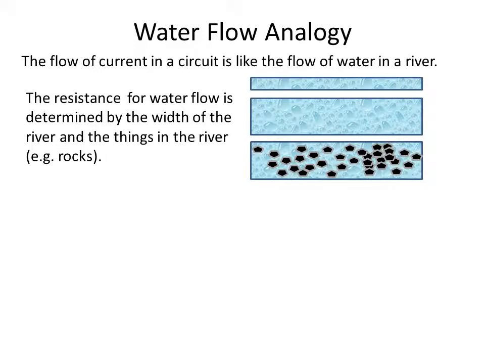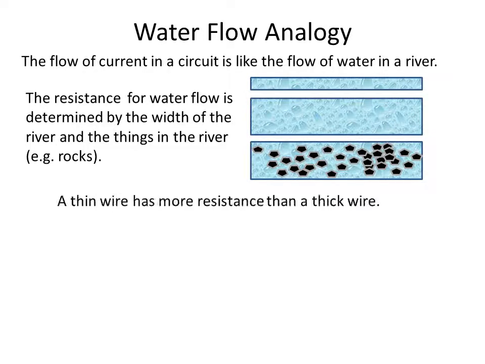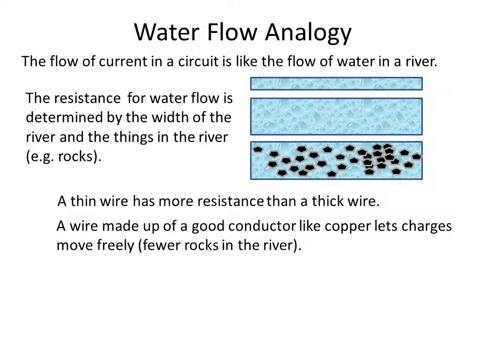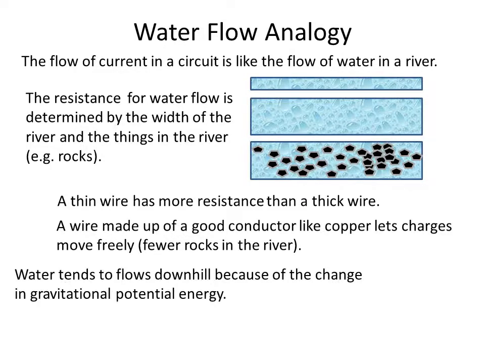Or we could have a river that's filled with rocks, which would have a higher resistance than one that had no rocks. A thin wire, going back now to the flow of current, has more resistance than a thick wire. So like a narrow river has more resistance than a wide river. A wire made up of a good conductor like copper lets charges flow more freely than a bad conductor. So copper basically has fewer rocks in the river.